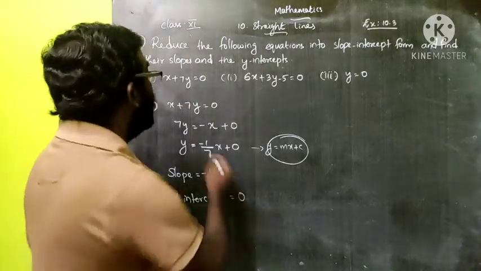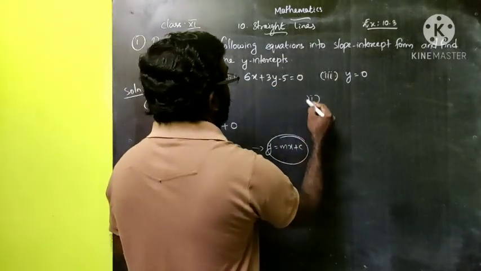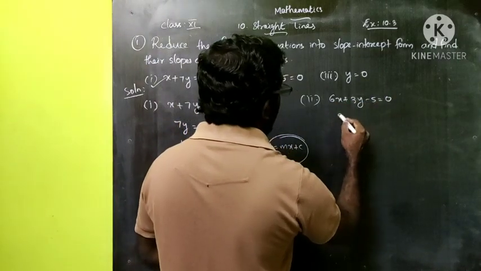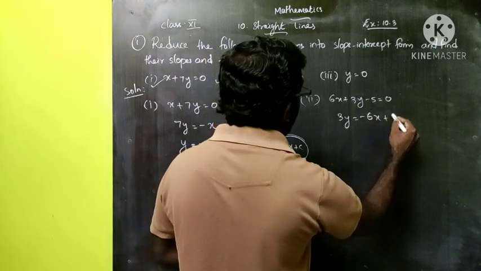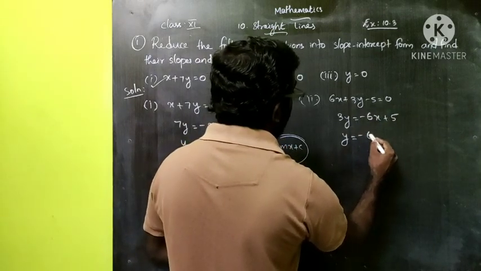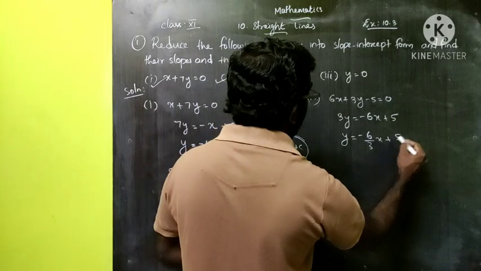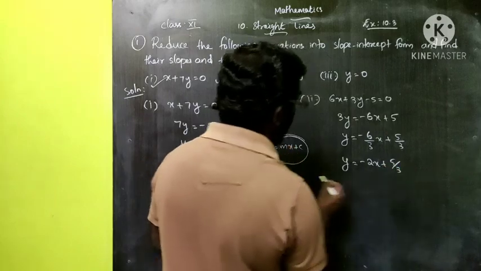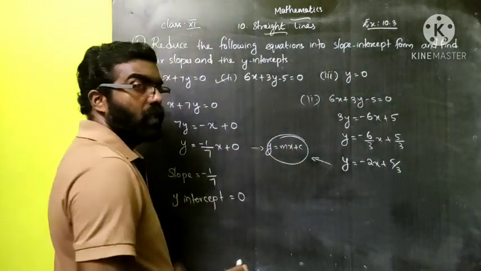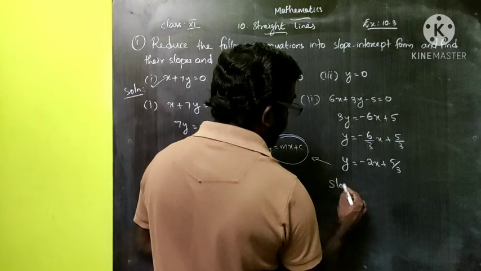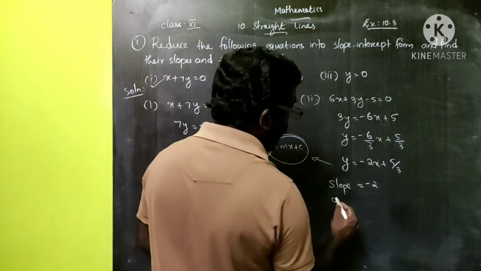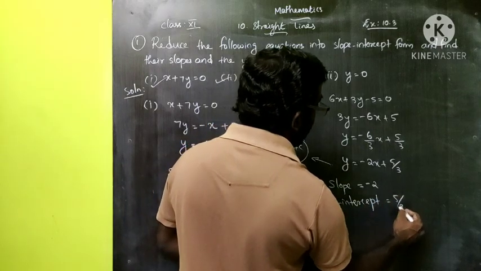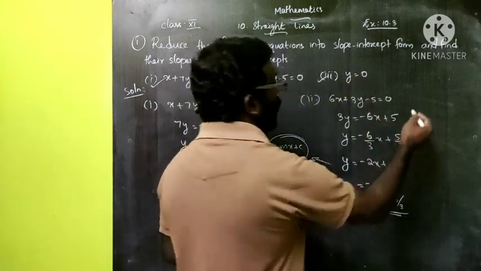Okay, and the second one is 6x plus 3y minus 5 is equal to 0. From this we can write 3y is equal to minus 6x plus 5, or y is equal to minus 6 by 3x plus 5 by 3. That is y is equal to minus 2x plus 5 by 3. Again we can compare y equal to mx plus c. So m or the slope is equal to minus 2 and y-intercept is what? 5 by 3.